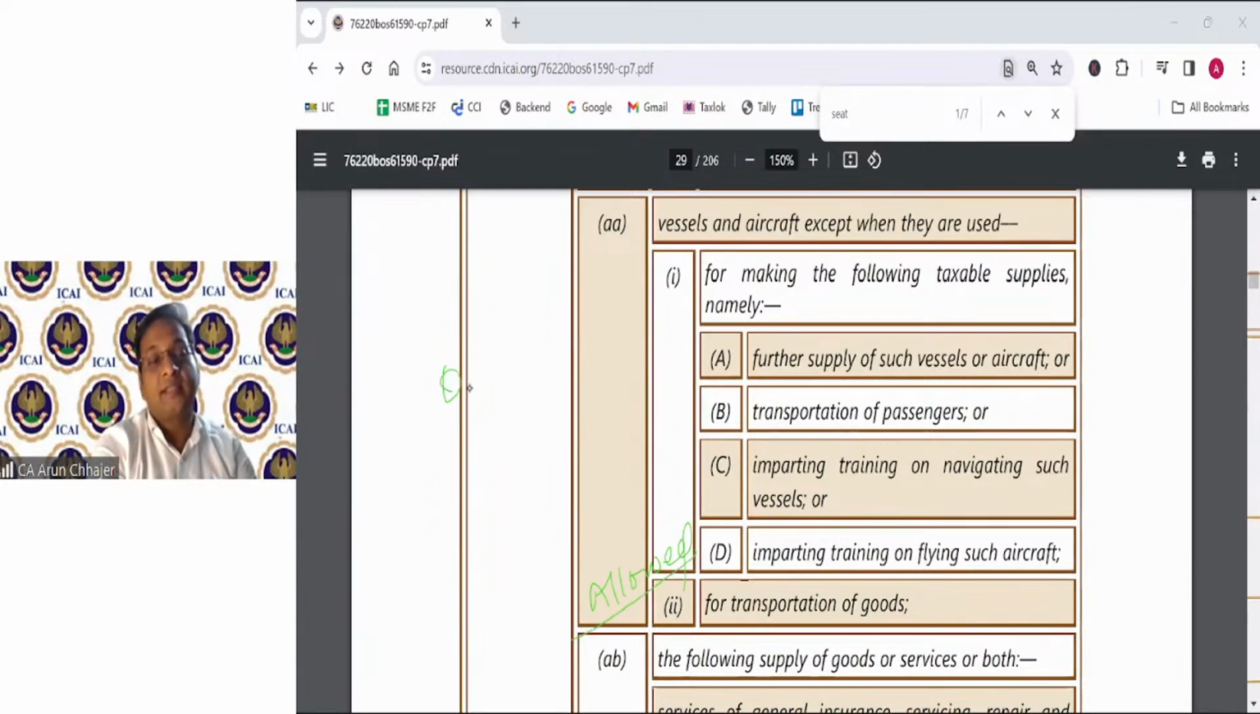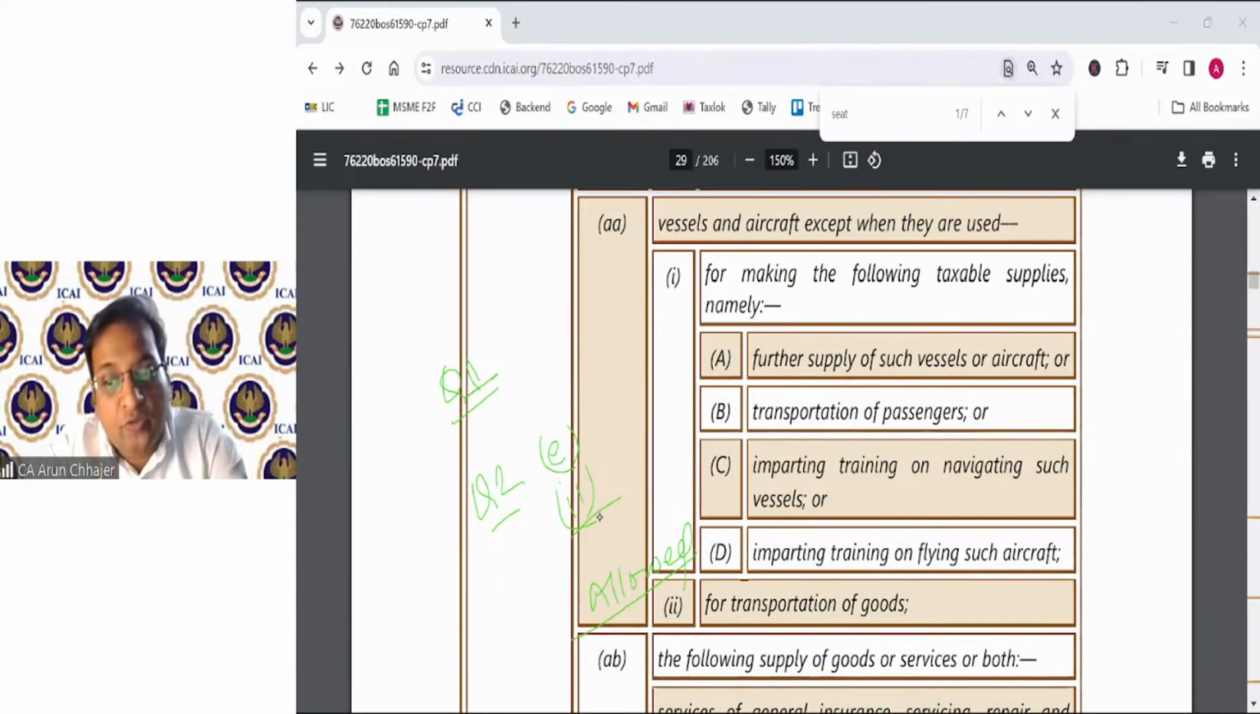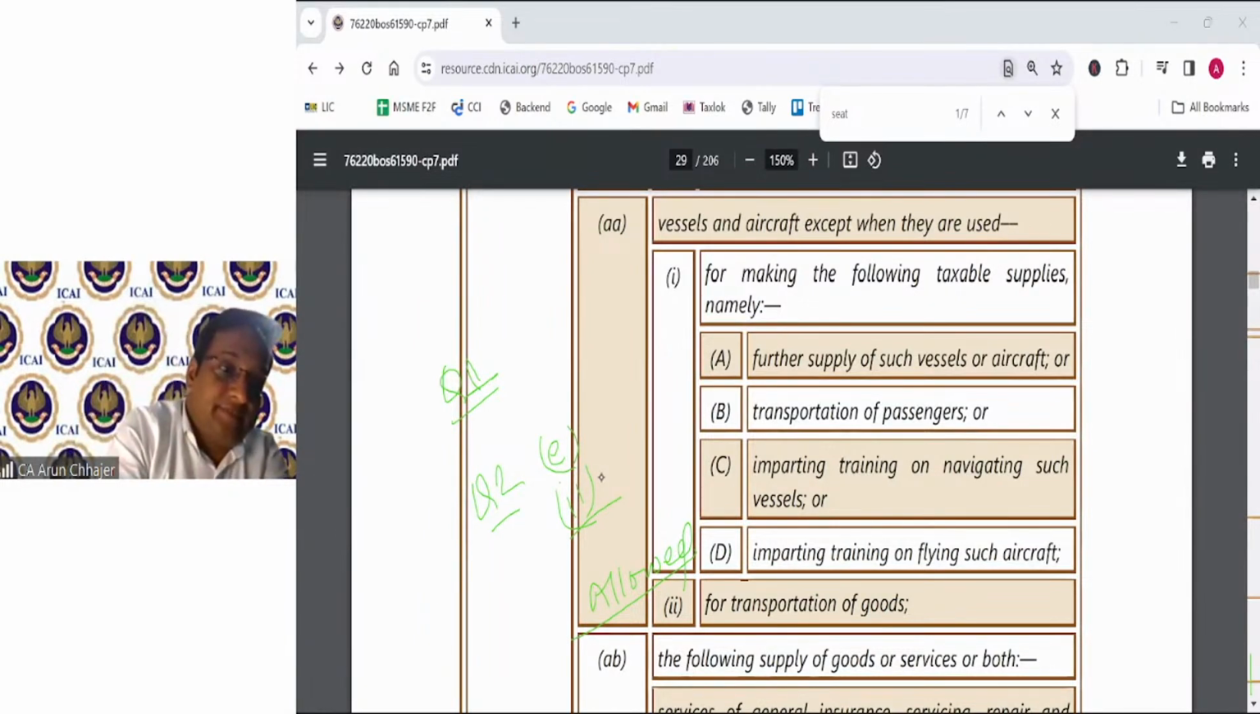My question is, why have they not given it separately in clause A? Why have they given it separately in clause AA? Next question, why not as point number A? Why is it serial number 2 separately? The answer that transportation of goods for vessel and aircraft is blocked, I'm not satisfied with this answer. So please add something else.